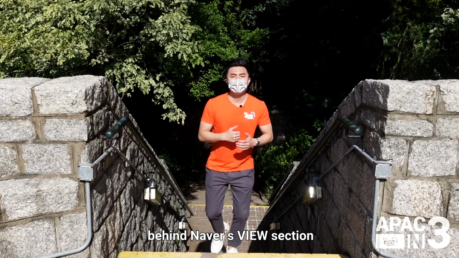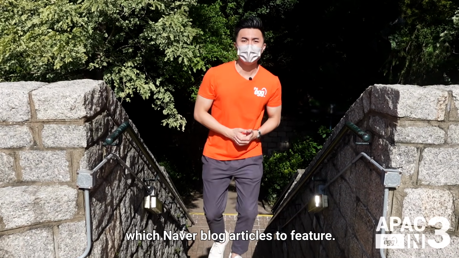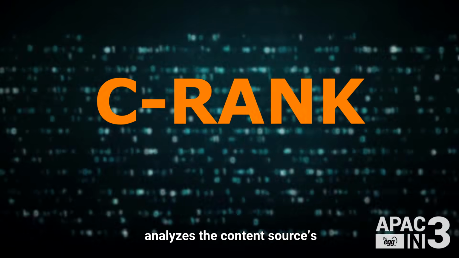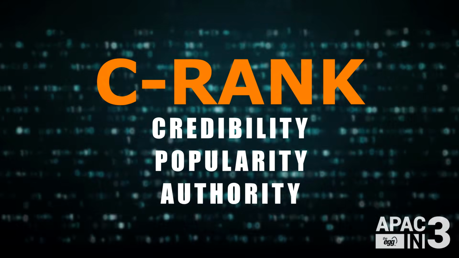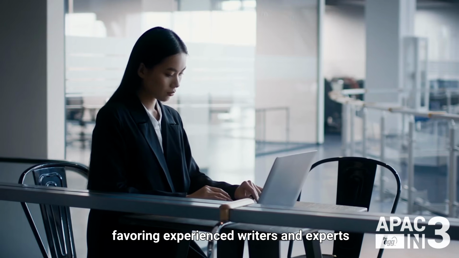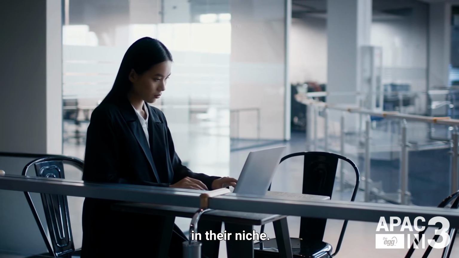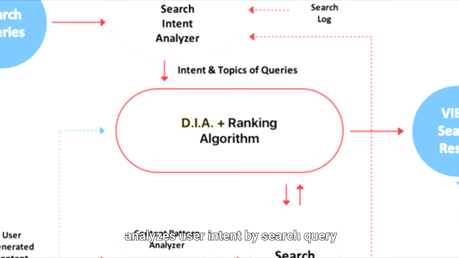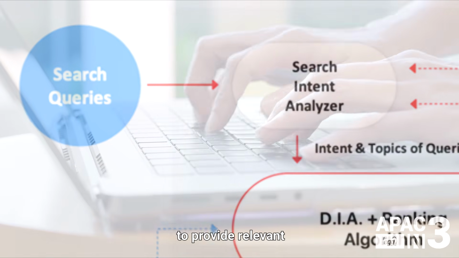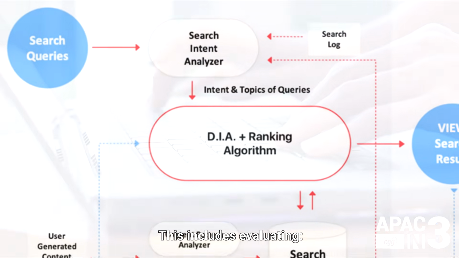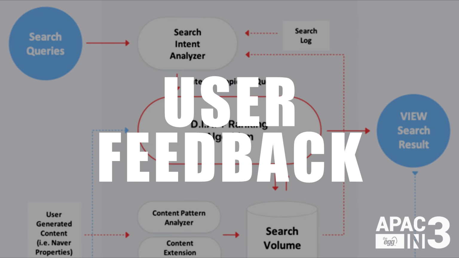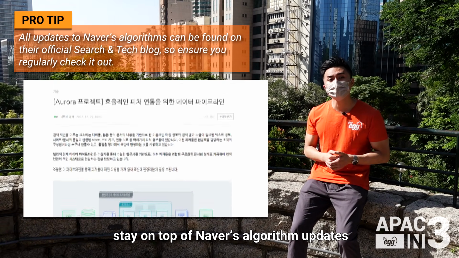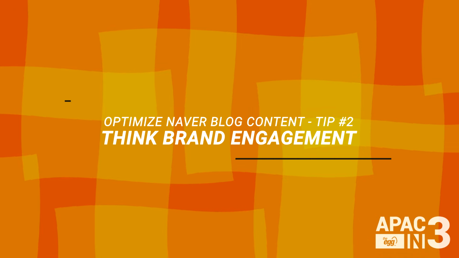There are two algorithms behind Naver's View section that determine which Naver Blog articles to feature. Naver's Creator Rank algorithm, or C-Rank, analyzes the content source's credibility, popularity, and authority rather than the content itself, favoring experienced writers and experts in their niche. Meanwhile, its Deep Intent Analysis Plus algorithm, or DIA+, analyzes user intent by search query to provide relevant and higher quality results. This includes evaluating content quality, user feedback on content, and session duration. To help your Naver blog rank higher, stay on top of Naver's algorithm updates on its Search and Tech blog.